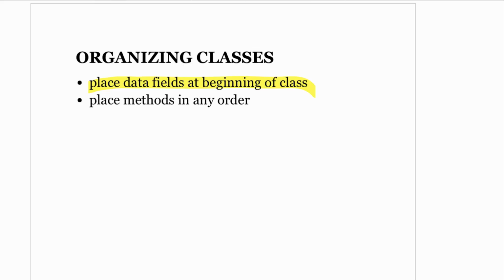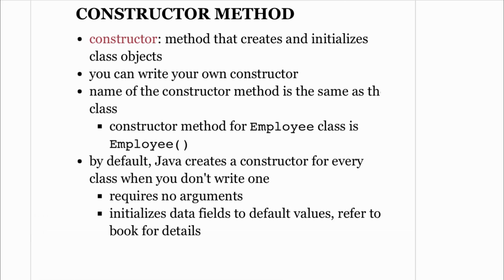But a method can be placed in any order. Your main method could be the last method in your program, and your displayName method could come before your main method. It doesn't matter what order your methods are in, they will execute regardless. So that's two little things to keep in mind whenever you're organizing your classes. The last thing we're going to talk about here is what are called constructor methods. We're going to go more in depth into constructor methods in chapter 4, so this is just a really general overview of what a constructor method is.